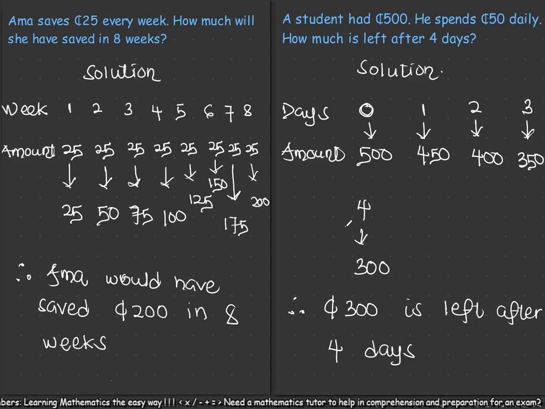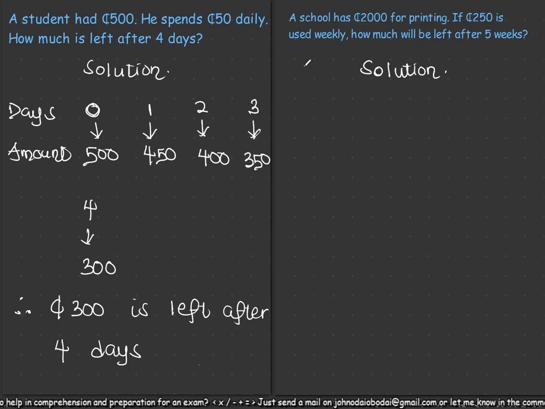Looking at these two examples, you can see how we can apply the forward skip then backward skip. Now this one was for 25, whereas this one was for 50. Let's do one last example. We are going to apply 250. So this last one here says a school has 2,000 cedis for printing. If 250 is used weekly, how much will be left after 5 weeks?